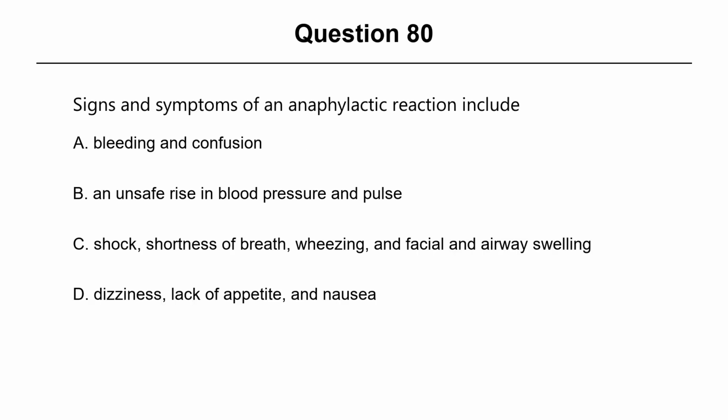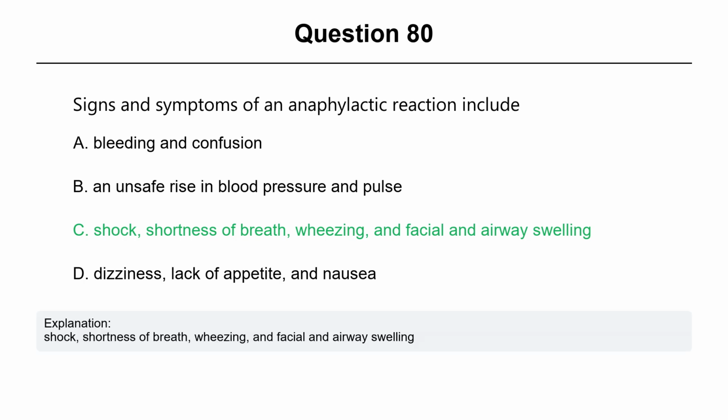Signs and symptoms of an anaphylactic reaction include: Option A, bleeding and confusion. Option B, an unsafe rise in blood pressure and pulse. Option C, shock, shortness of breath, wheezing, and facial and airway swelling. Option D, dizziness, lack of appetite, and nausea. The correct answer is option C, shock, shortness of breath, wheezing, and facial and airway swelling.